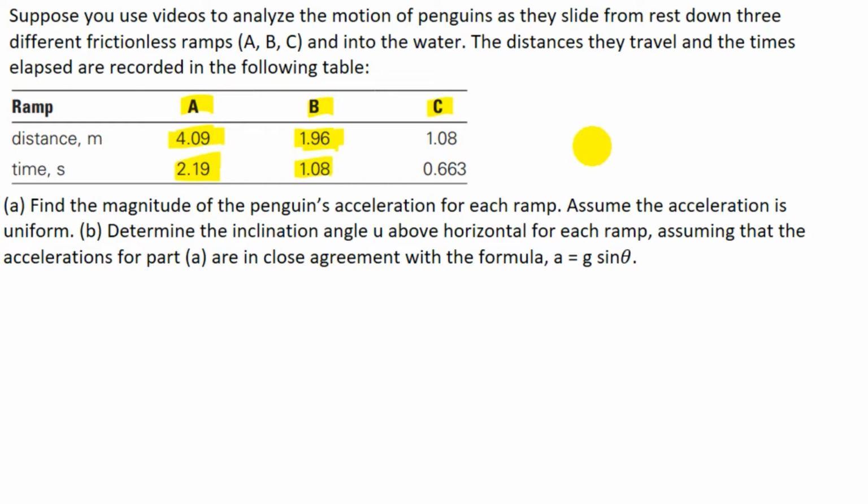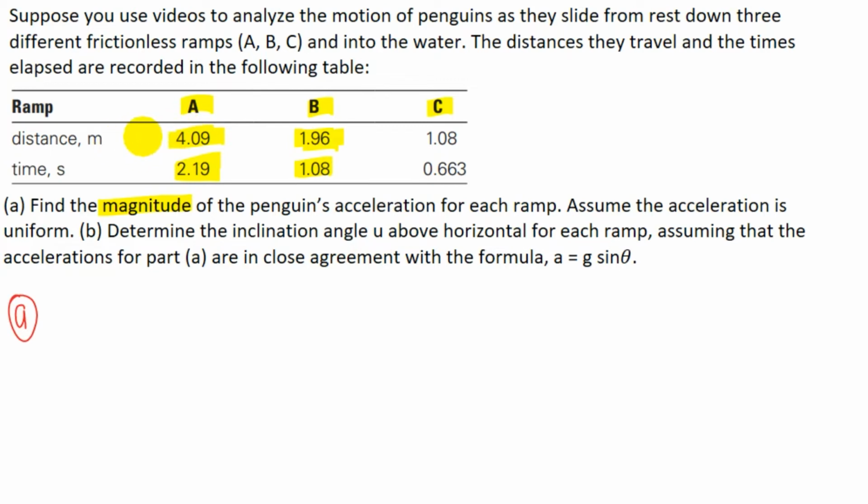There are two parts in this question that we need to solve. In part A, we have to find the magnitude of the penguin's acceleration for each ramp, and we can assume that acceleration is uniform throughout the motion. So let's try to solve part A first, and then we can proceed with part 2.